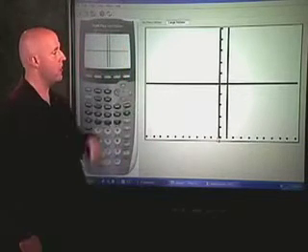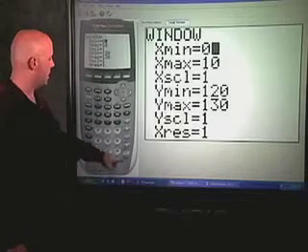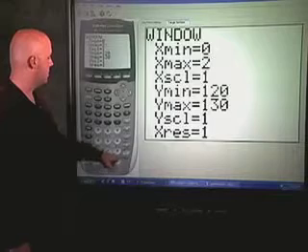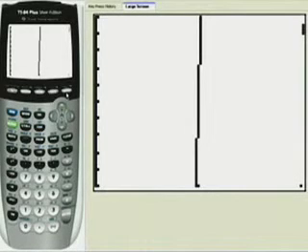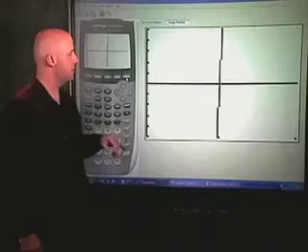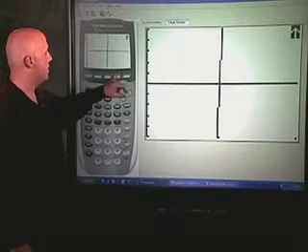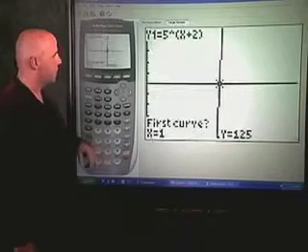Now we could narrow that window down a little bit. If we want to go back to our window, maybe just look at between 0 and 2. It's not really necessary, we're just looking for where they cross. So we're going to use our intersect command. Go to our calc menu, pick option 5 for intersect.